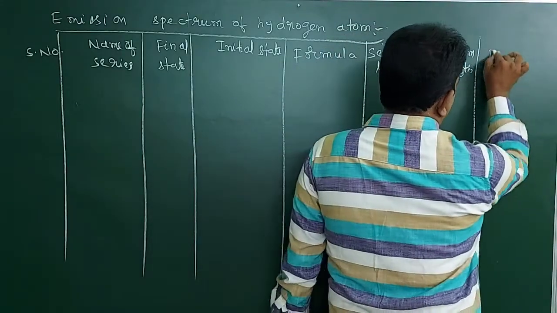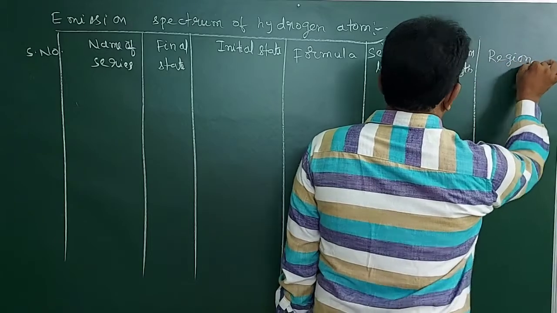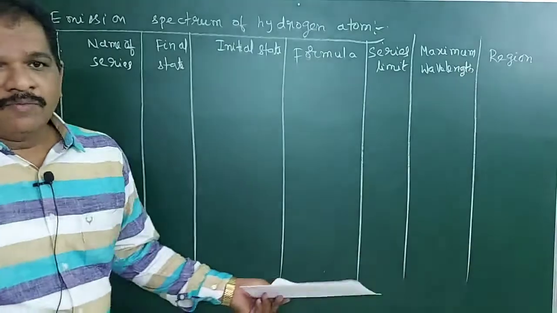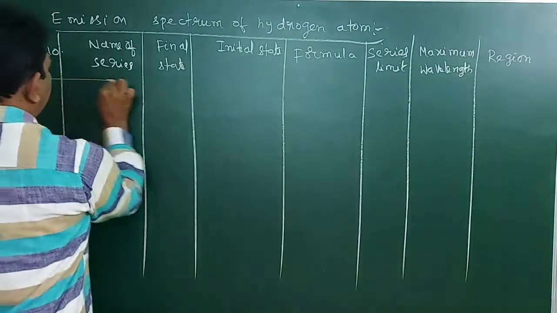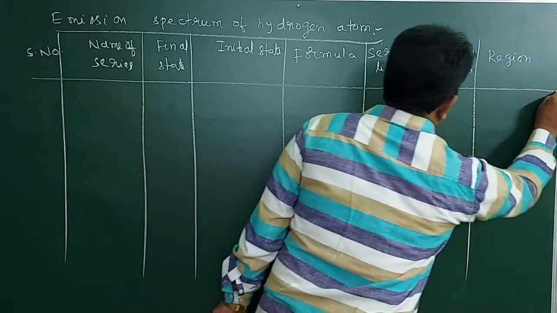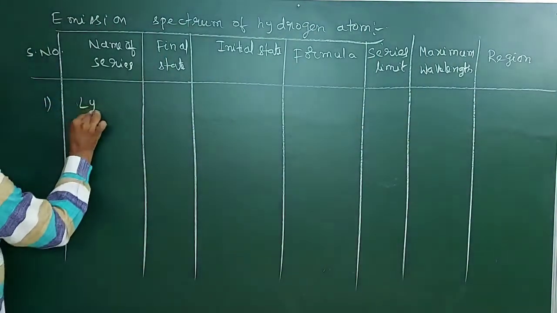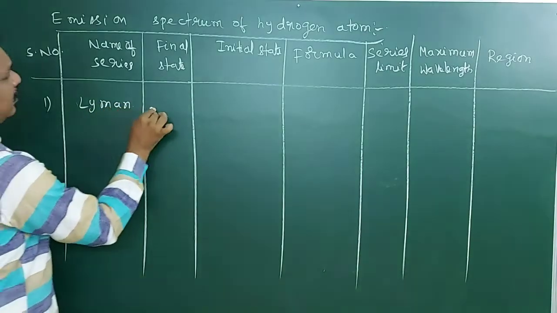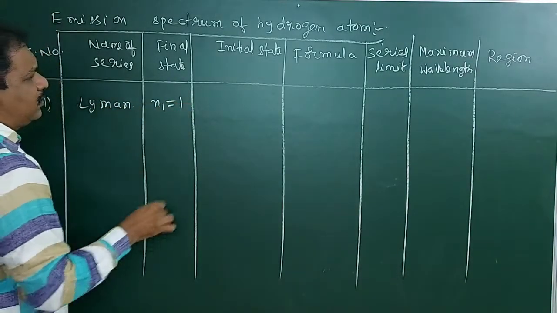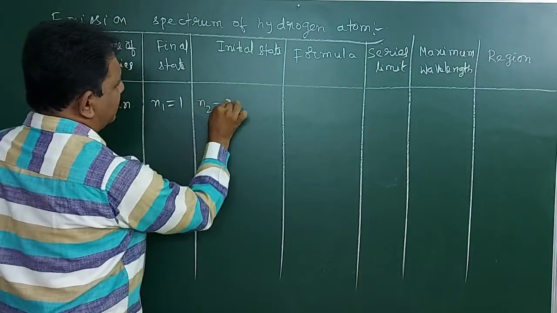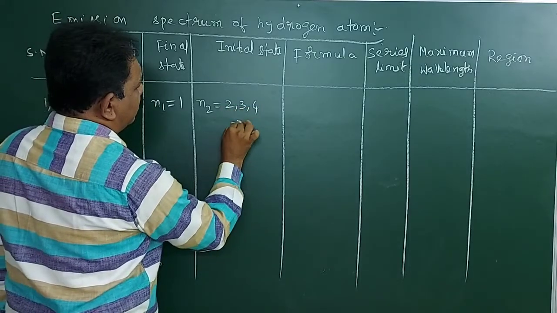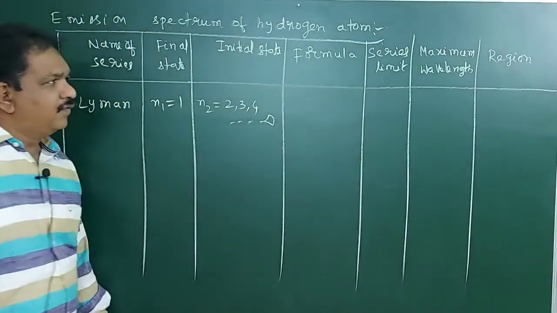Next, region. Series limit means minimum wavelength. Like that, what will be the formulas? First one will be the Lyman series. This is n1 equal to 1. Here n2 is equal to 2, 3, 4, and so on to infinity.